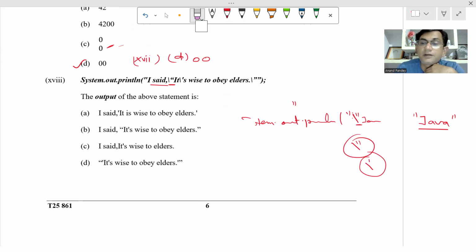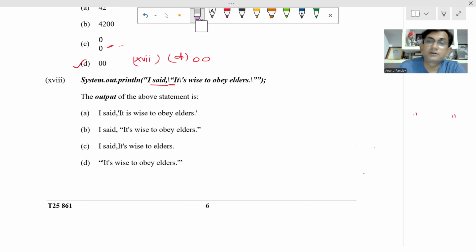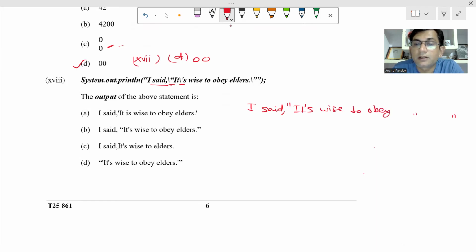So here I'm telling you what will be printed. Let me show you. Here it will print I said, then comma, then a double quote. Instead of the slash and double quote, a double quote will be printed. Then it's e, and instead of the slash and single quote, a single quote will be printed. Then s. It's wise to, the others will be written the same, to obey elders, then the dot, and instead of the slash and double quote, a double quote will be printed.